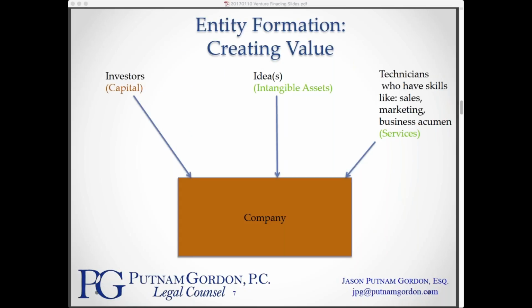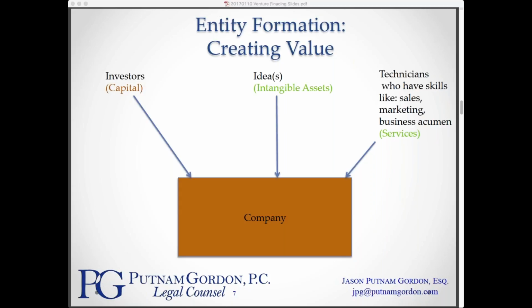But the big picture is, you've got this company and you're putting inputs into it. You're putting in capital, which will come from your investors, and tangible assets like your ideas and other IP, and then you'll have services, right? There are going to be technicians. These may be the folks who are doing the actual coding. There'll be sales and marketing folks. There'll be legal teams and other folks who are all contributing.